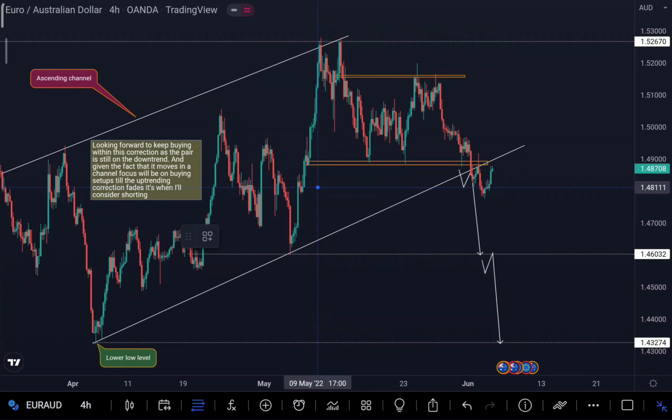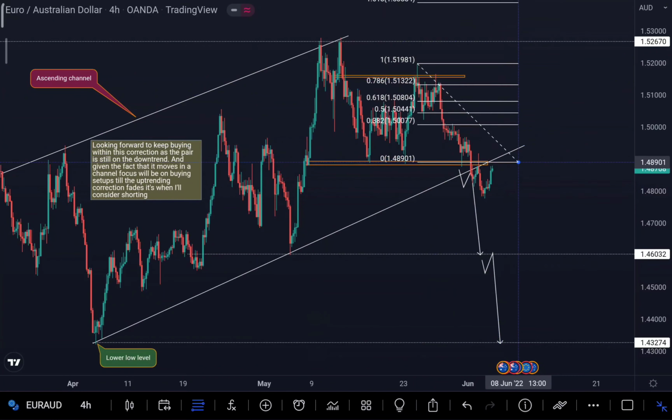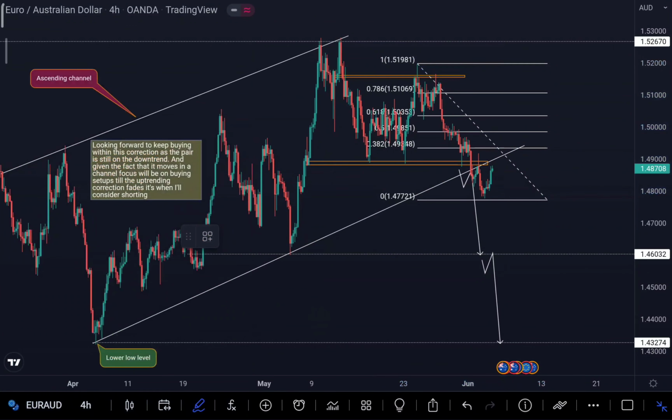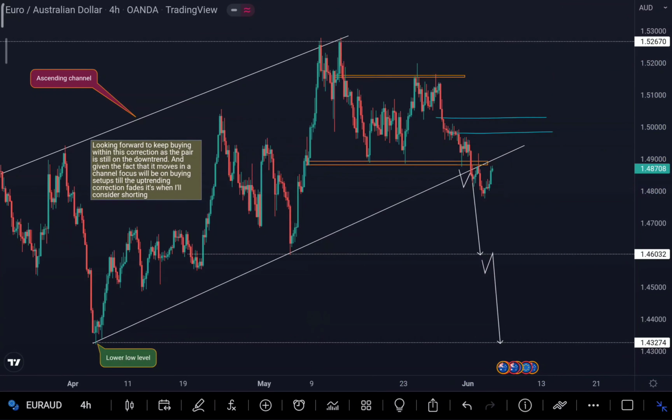using the fib retracement from this swing, lower high to lower low, 50% will be around here, and 61% will be around here. So getting rid of this fib, these are the levels where the price might be able to come and react.